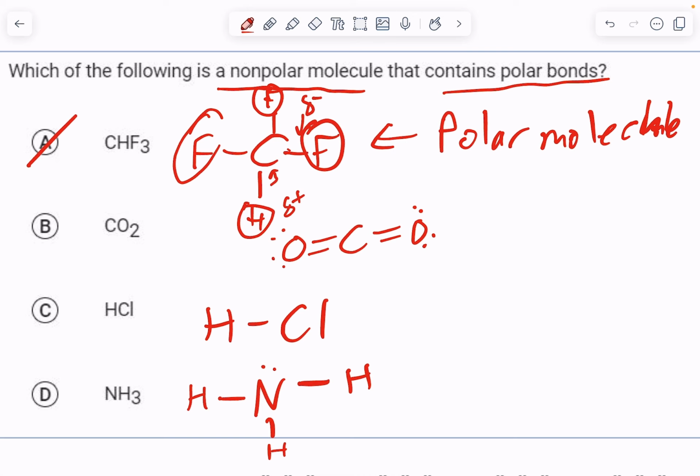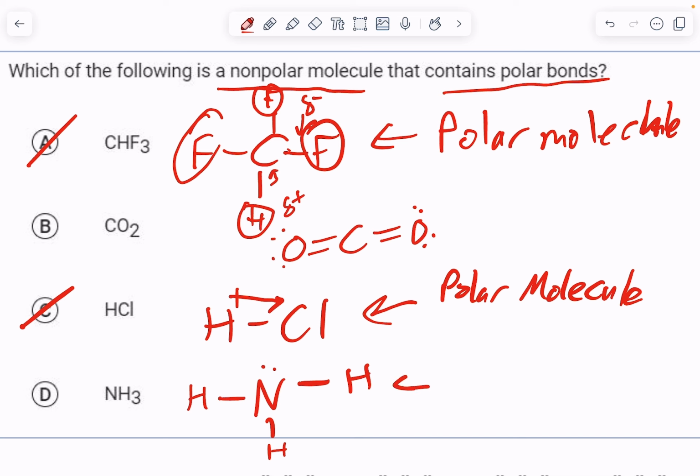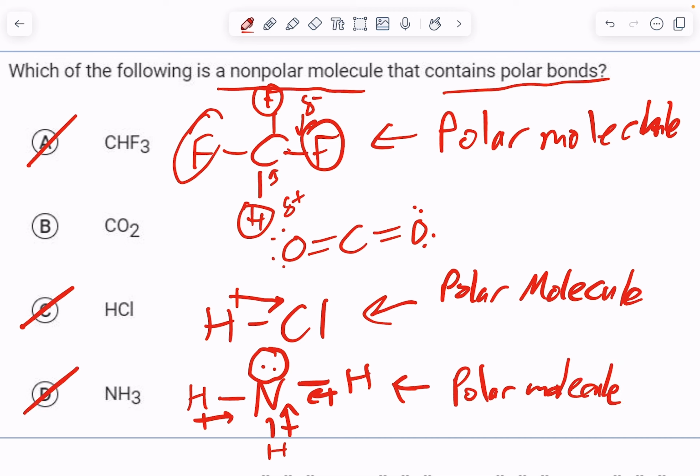I can see quickly also here we have a polar bond. Everything's getting pulled to the chlorine, and that makes it also a polar molecule. So that wouldn't work either. Looking here, we have polar bonds as well. H is being pulled towards the N right here. These are polar bonds. But once again, because I have this lone pair right here, I have an overall polar molecule. So that wouldn't be right, which leaves me with CO2 here.